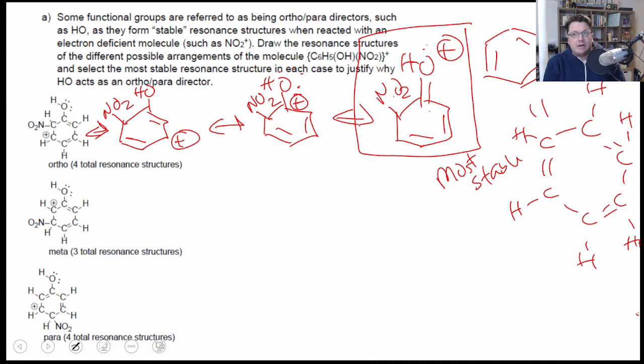Now, one thing that might freak people out is that there's a positive charge on the oxygen, and the oxygen is electronegative, versus if you have the positive charges on the carbon, and the carbons are less electronegative, so that would make more sense to be positively charged.